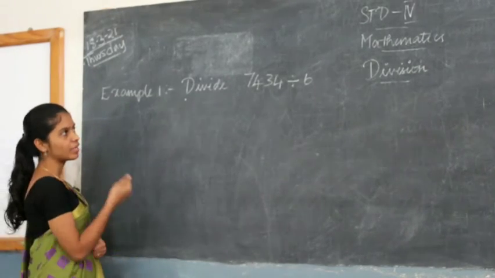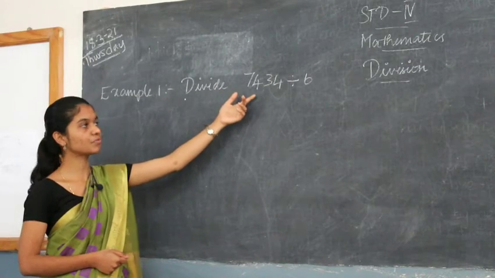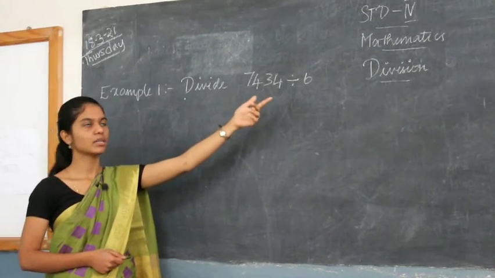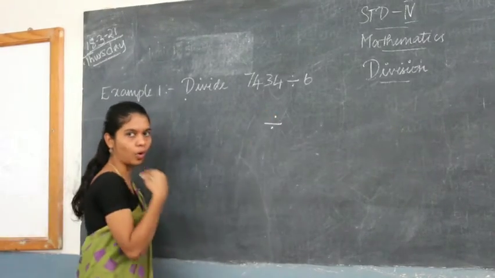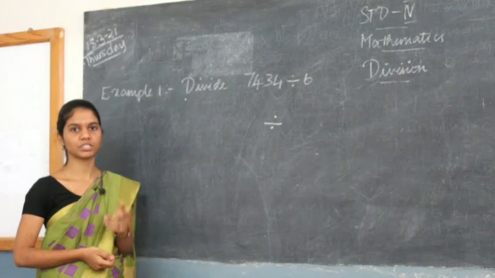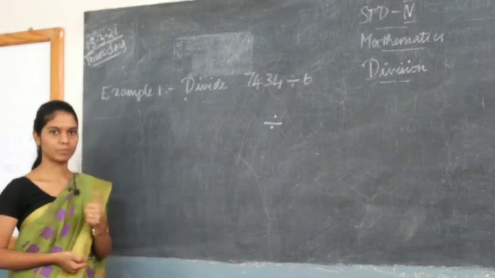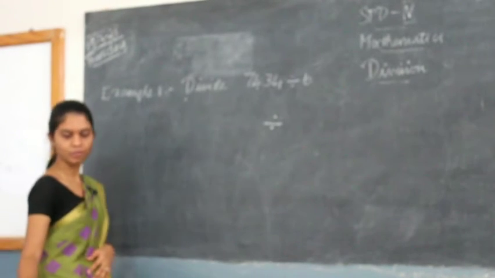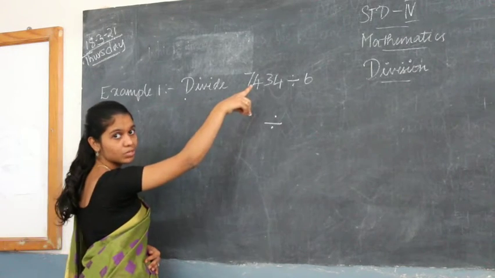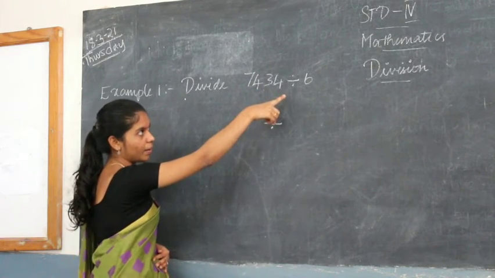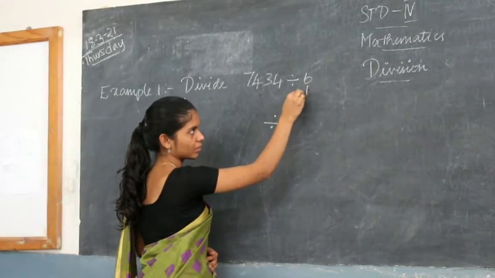Now first one, what you should do is divide 7434 by 6. The symbol with a minus and 2 dots on top and down is the division symbol, that you know, right? So now we are going to solve the sums. First question is divide 7434 by 6. You are going to use this 6.